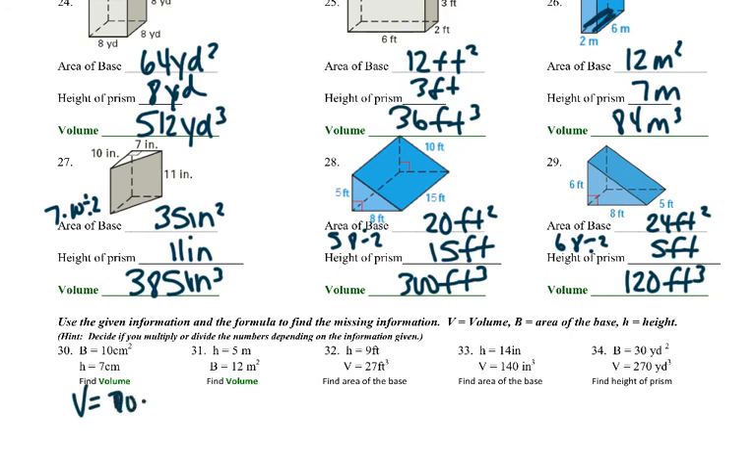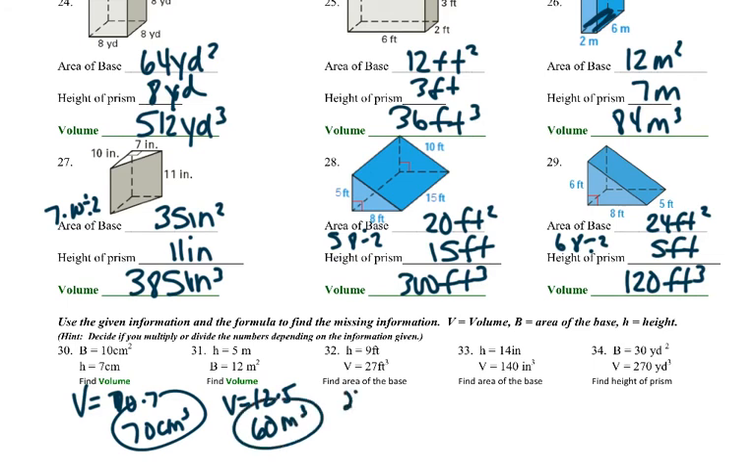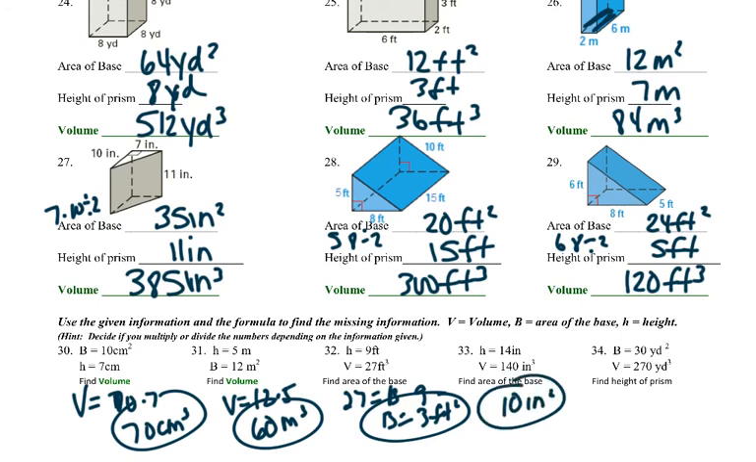The last one's, again, volume is area of the base times height. So 10 times 7 is 70. Volume is area of the base times height here. 12 times 5 is 60. Now we're going to divide because 27 equals area of the base times 9, so the area of the base must be 3 feet squared. Similarly here we're just going to divide, so 140 divided by 14 is 10 inches squared, and here we're going to divide to 9 yards. Ta-da!